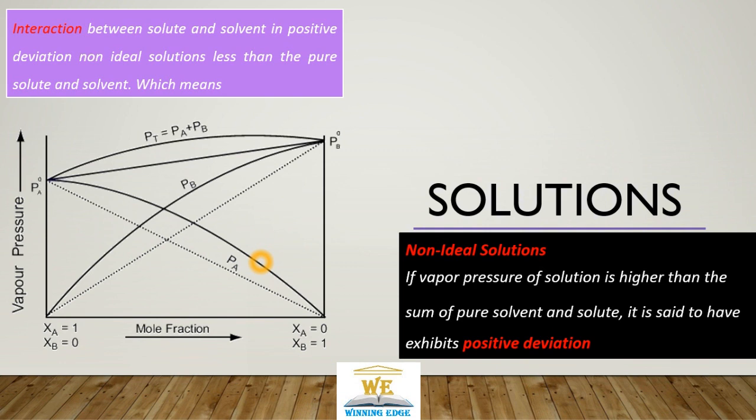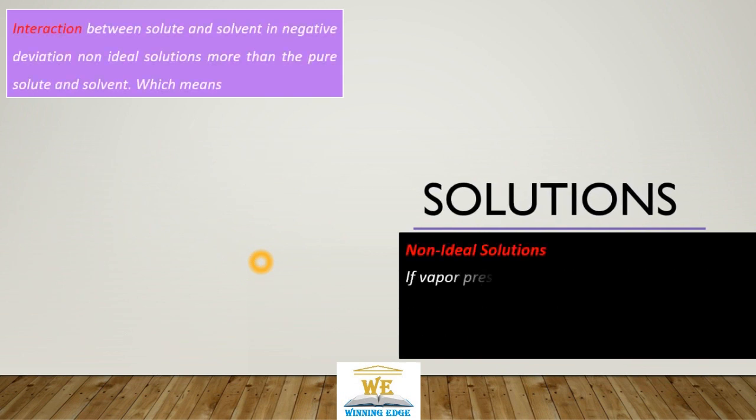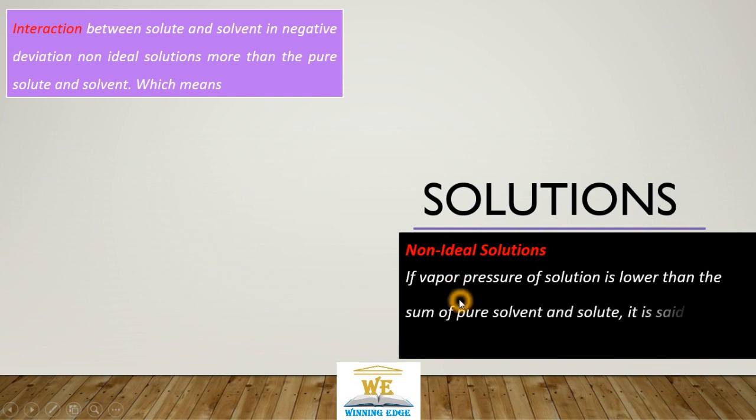Now, the next example is negative deviation. That's what we saw, that's the total vapor pressure variation. Now, if the vapor pressure of the solution is lower than the sum of the pure solvent and pure solute, they are said to have exhibited negative deviation. Negative deviation is due to the interaction between solute and solvent being higher than in the pure solute or pure solvent.